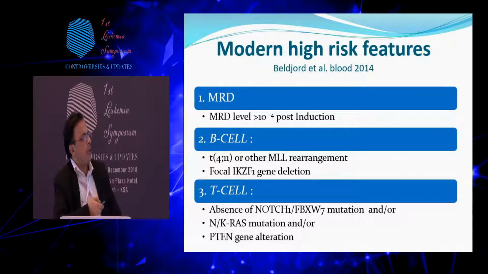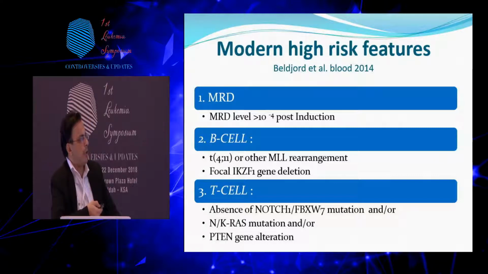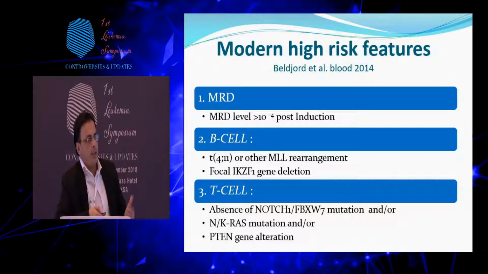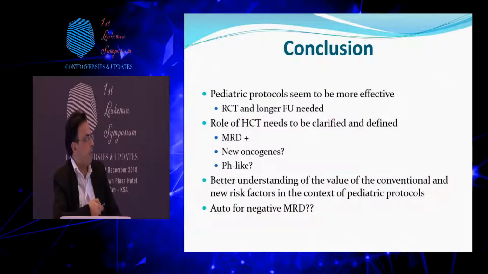So here we ended up with what we call the modern risk factors, or the risk factors associated with higher risk of relapse if you're using a pediatric type chemotherapy protocol, which are MRD more than 1 in 10,000 post-induction, translocation 4;11, focal IKZF1 mutation, and in the T cells, absence of NOTCH mutation and/or KRAS mutation or PTEN gene alteration. If you have any of these, you are at higher risk of relapse, and thus transplanting these people, even if they are receiving pediatric type therapy protocol, might be better.